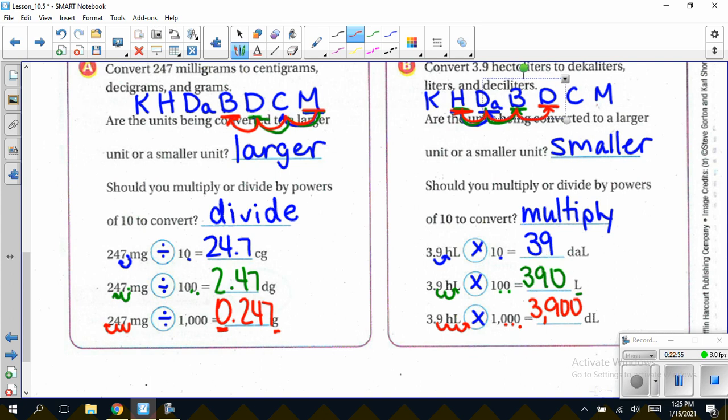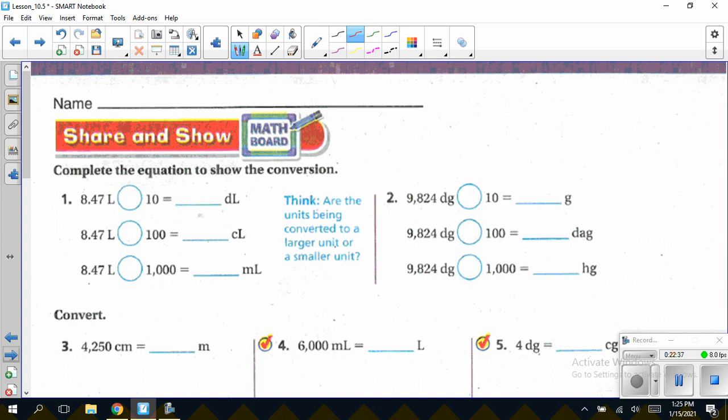Now moving on to page 613, under the share and show. These last two questions are the last two that I will actually show the true multiplication and division problem. After that, I'm going to show you the shortcut that I would expect you to do for your homework.